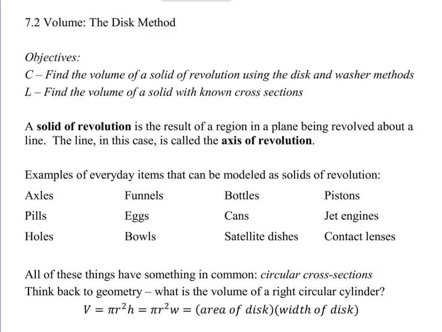Solids of revolution are the result of a region in a plane. Regions in a plane are what we have been working on in the first section, finding the area of the region. But now we're going to take that area and revolve it about a line. The line in this case is called the axis of revolution. We will revolve it completely around the line, which will create a volume. And this is a process that is used all over the place in our lives.